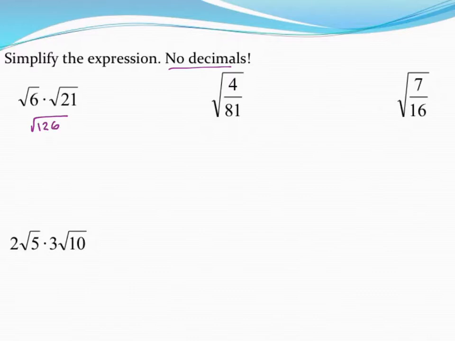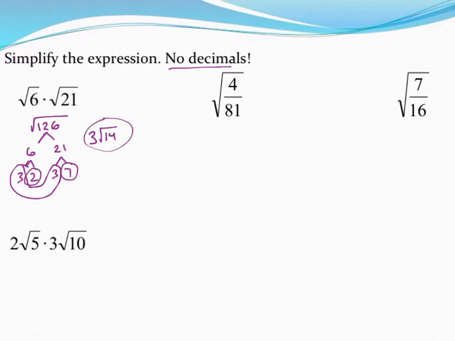Now, what we're always checking for is whether we can simplify these answers. So I know 126 splits into 6 and 21 since I just multiplied those together. 6 breaks into 3 times 2, and 21 can break into 3 times 7. So I see my pair of 3s, the pairs just like before come out, and the single numbers stay in. So the 2 times 7 are left over, they stay inside and multiply back together. So 3 times the square root of 14.